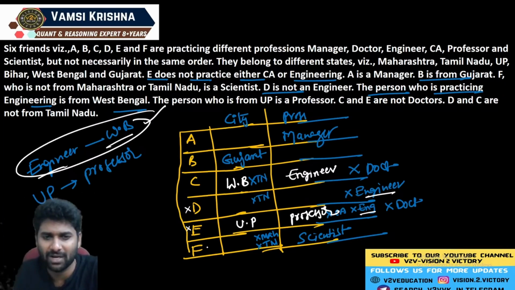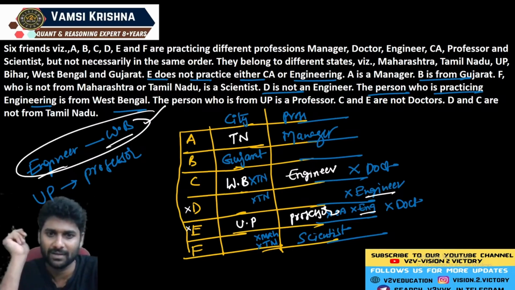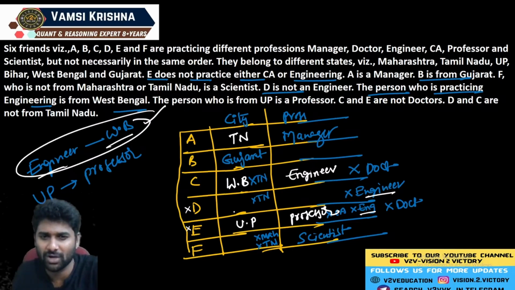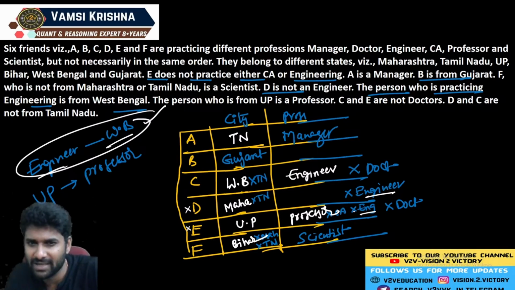So definitely Tamil Nadu is not D and F. Definitely Tamil Nadu is A. Now F is not Maharashtra, so definitely B is Maharashtra. Now, what about the left city here? Maharashtra, Tamil Nadu, UP, Bihar. So F is the Bihar, guys. Now, what about the remaining one?